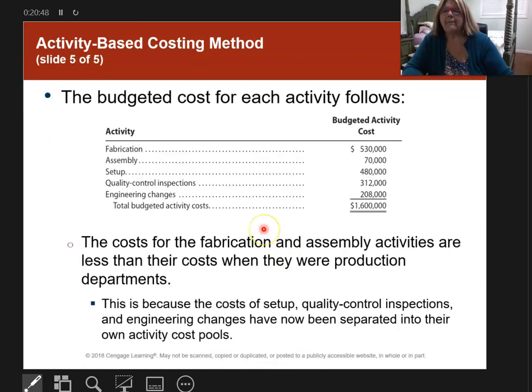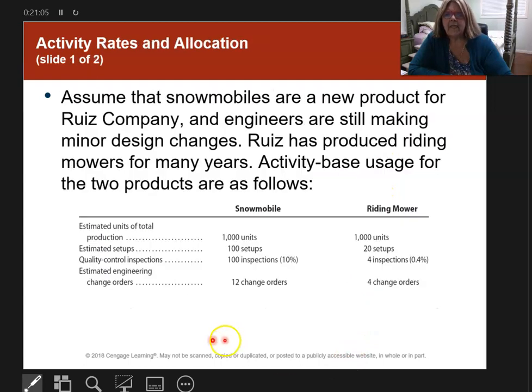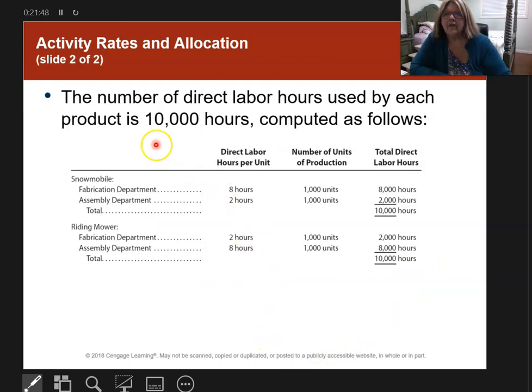Here are my budgeted costs. Remember, I'm still at 1.6 million, but now I have it broken down to a budgeted overhead for each activity. And here are the activities that are going to be required. To make a snowmobile, remember I'm making 1,000 units of each. We already talked about our machine hours for fabrication and assembly. So we're going to look at 100 setups. QC, which is quality control, is 100 inspections, because we only inspect 10% of the 1,000 units, and 12 ECOs or change orders. The riding mowers are going to take 20 setups and only 4 inspections, because we only inspect 0.4%, and 4 change orders.